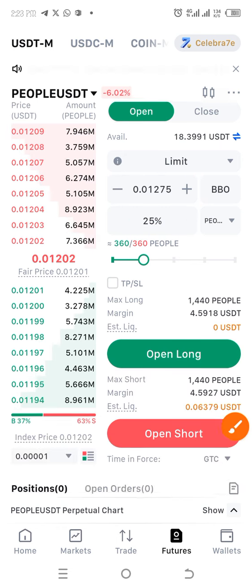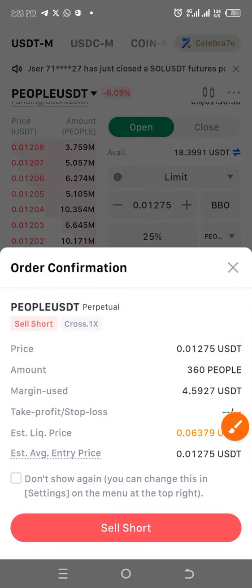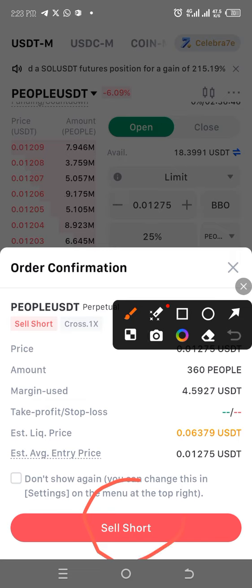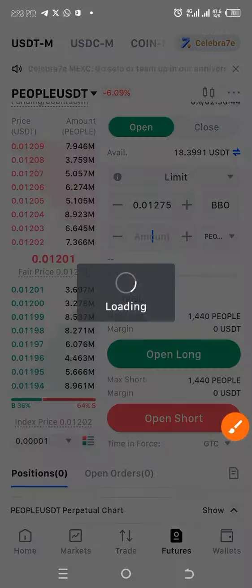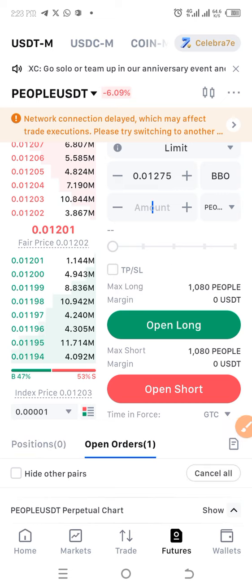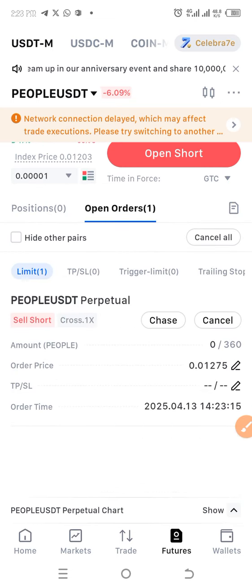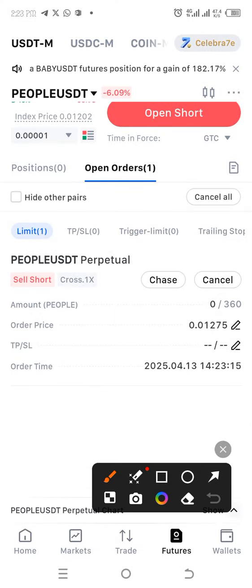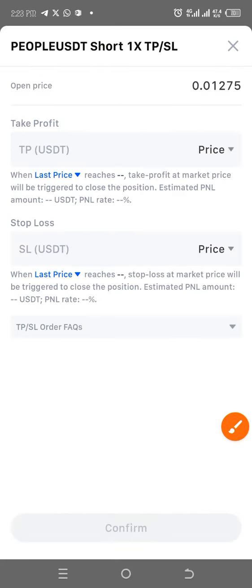I will now press this sell, open short. I predicted that it's going to sell. I will now press this open short, then it will short. Now it will place me on order. This is it. So now if I want to place my take profit here, I will come here and press this place, like this.